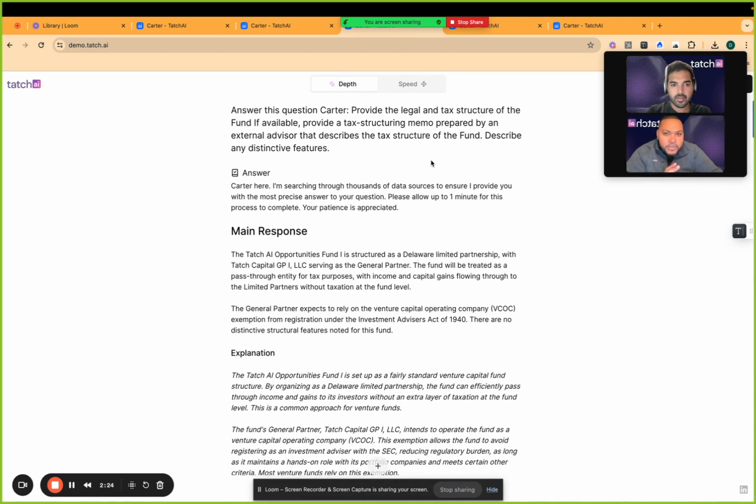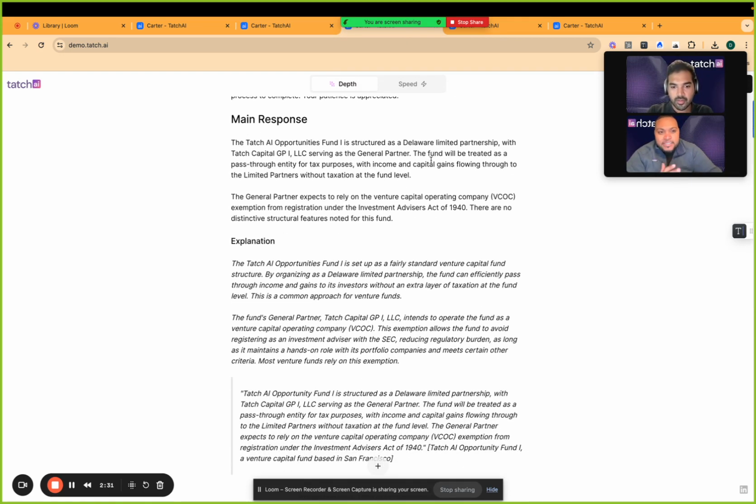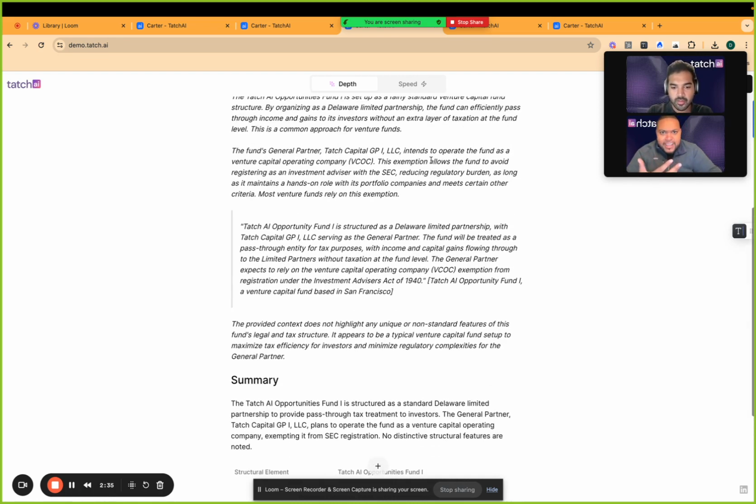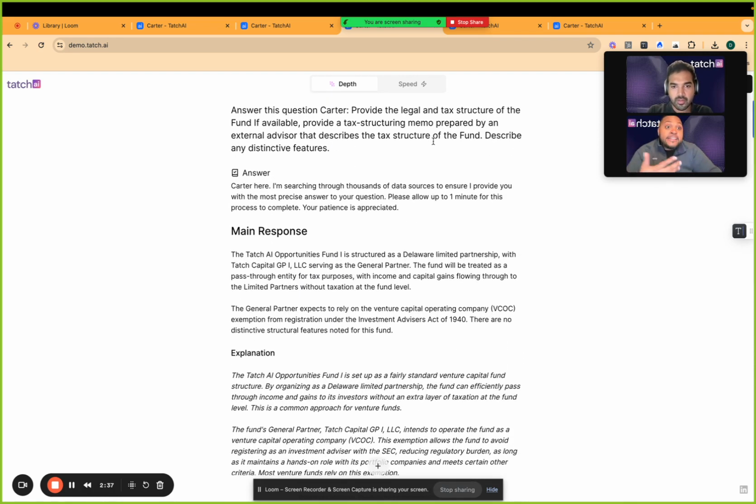I also like this version, where you go in and say, answer this question, Carter, and you go question by question. I think this works really well for questions with a bunch of nuance and detail, and you can continue to probe Carter, asking for further and further information. I think that tends to be quite helpful for very detailed questions that are complex and require a lot of data sources.